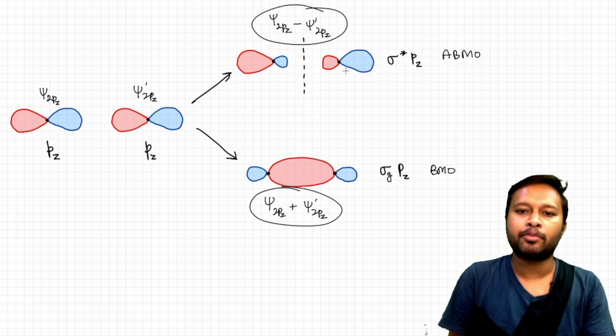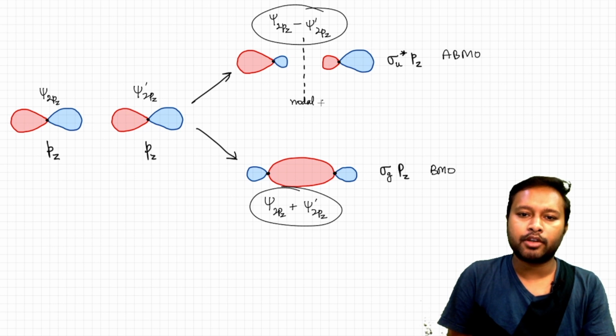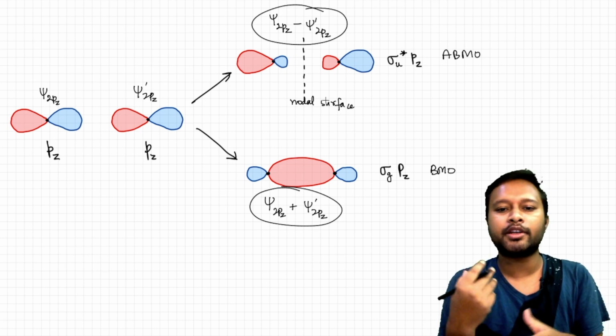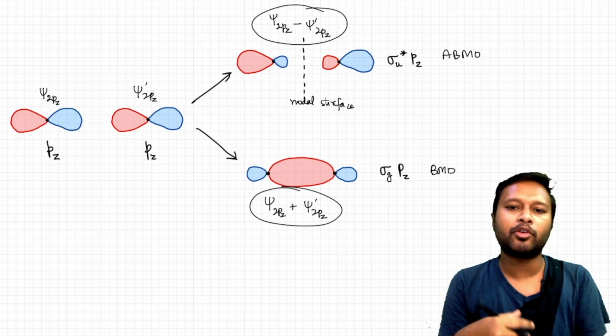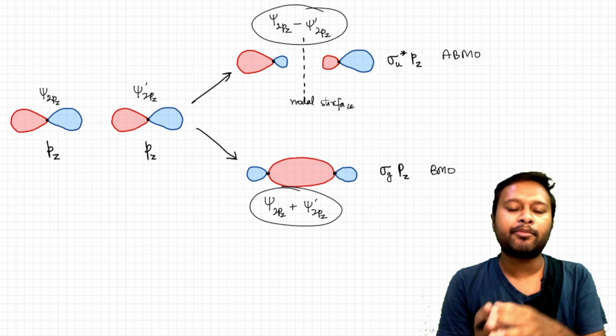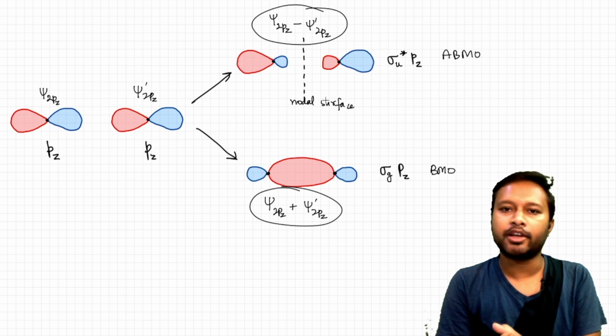Here there is no parity, because there is no inversion center present, so you can write down ungerade here. So this is going to be sigma g pz and sigma star u pz. And this particular dotted line is again showing you the nodal surface. So simple thing it is. Whenever there is an overlapping of atomic orbitals, you are going to get bonding and anti-bonding orbitals based upon how the wave functions have overlapped, and that is what linear combination is all about.